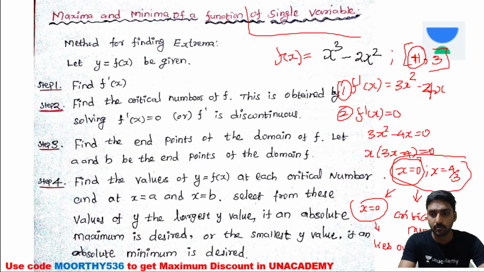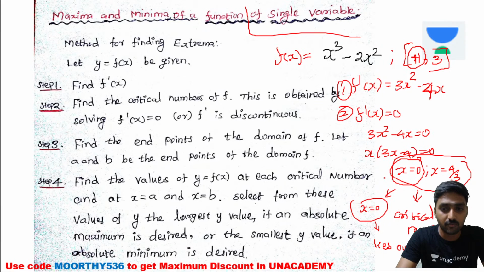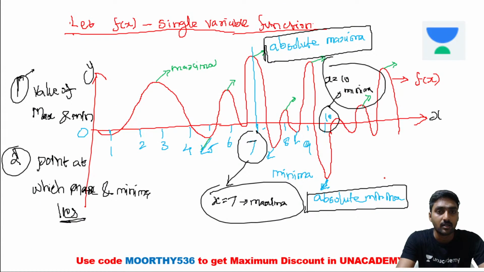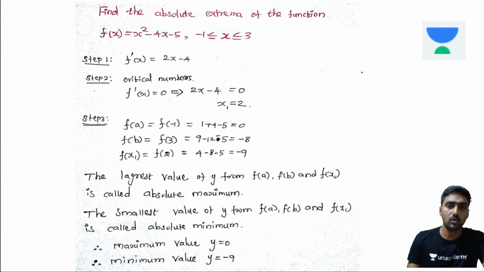The points which lie inside the given limit, only these points are considered for extrema identification, right? I am going to give you one example now. After that, I will show you some previous year questions. Then I will give you the solutions for the previous year questions also. Then you will get some idea about the maxima and minima. Now, find the absolute extrema in this question.